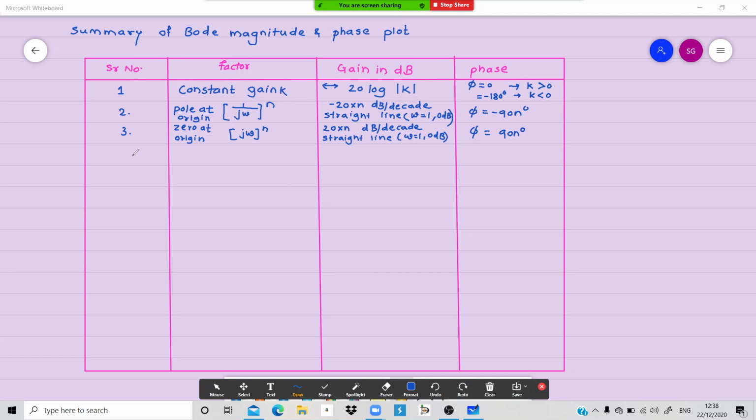Okay, then the fourth one is your first order pole, or we can say real pole. And real pole is we try to denote it as 1 upon 1 plus s upon omega 0, where omega 0 was the cutoff frequency, right?